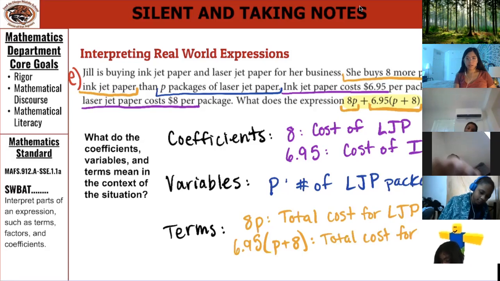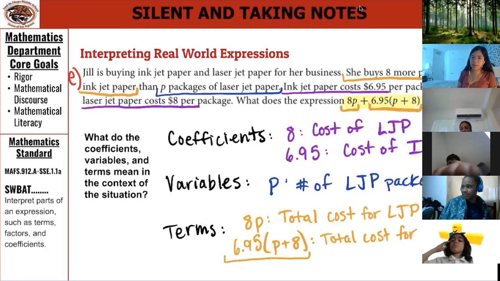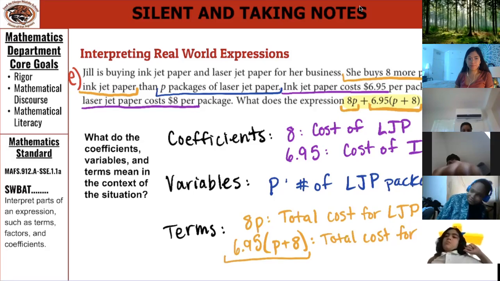Any questions? Go for it. I thought we were going to find out the term for 6.95. First, say that again. I thought we were going to find out the term for 6.95. For 6.95, well, that is the term. This whole thing is a term all by itself. Even though it's kind of long, it still counts as one term.